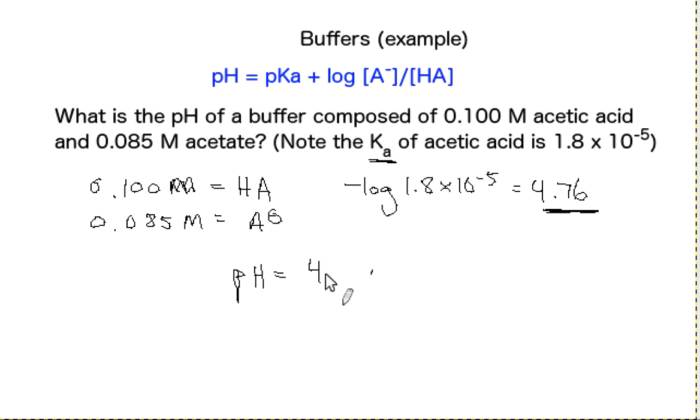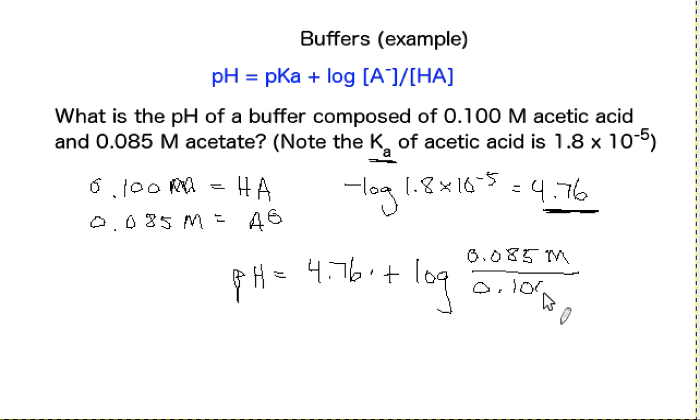pH equals 4.76 plus the log. Don't get these things backwards, right? It's base over acid, so whatever units you have for these concentrations will cancel out as long as the units are the same. These could be moles, it could be molar. As long as they're the same, they're going to cancel out.